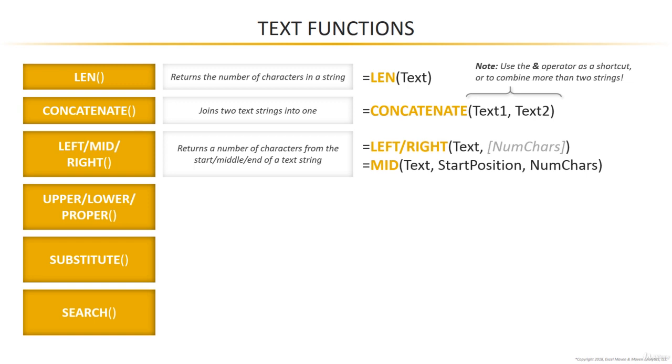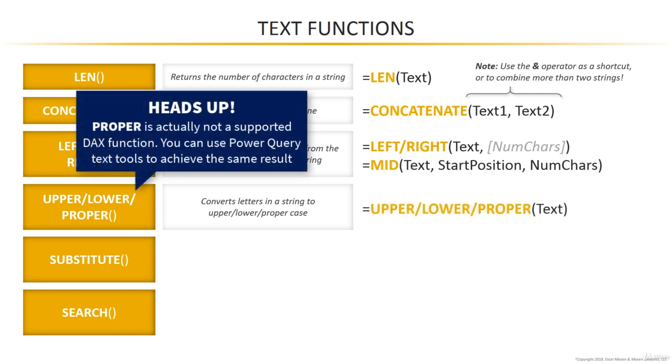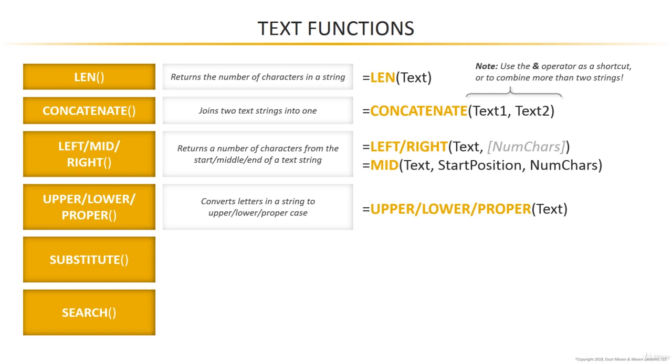For mid, there's an extra argument. You point to the text. You say, I want to start in character position 4 or 5 or whatever position you want, and then return a specified number of characters from there. Upper, lower, proper, all capitalization stuff. Upper is all uppercase, lower is all lowercase, proper is the first letter capitalized. Simple syntax, just point to a text column.